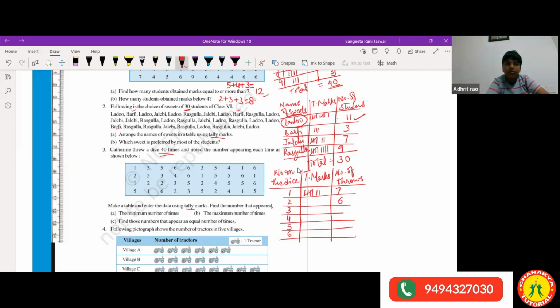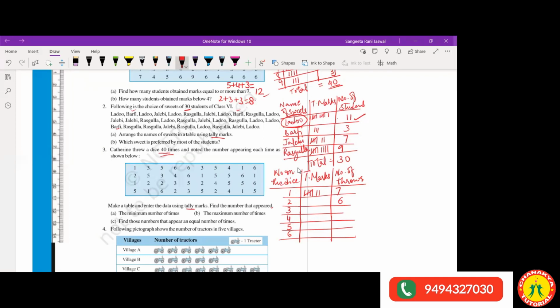Ma'am, 5 times. 5 times. Okay. Hridesh, tell me in how many throws she got number 4? Where is Hridesh? Advika, you tell me in how many throws she got 4? Ma'am. Yes, Advika.